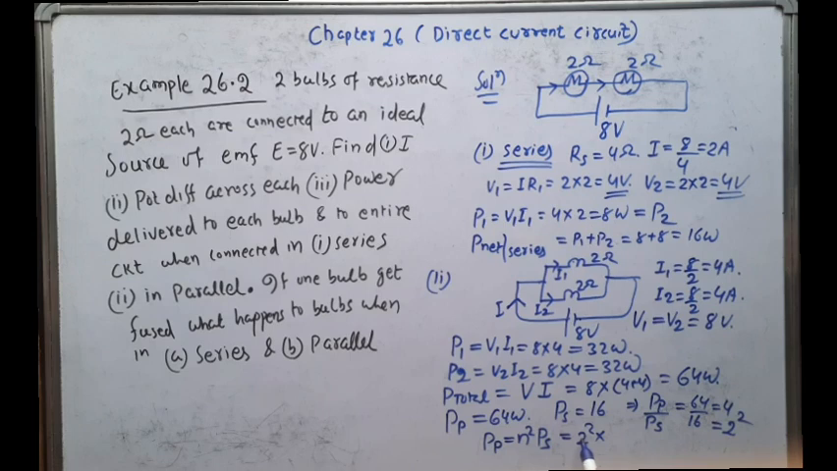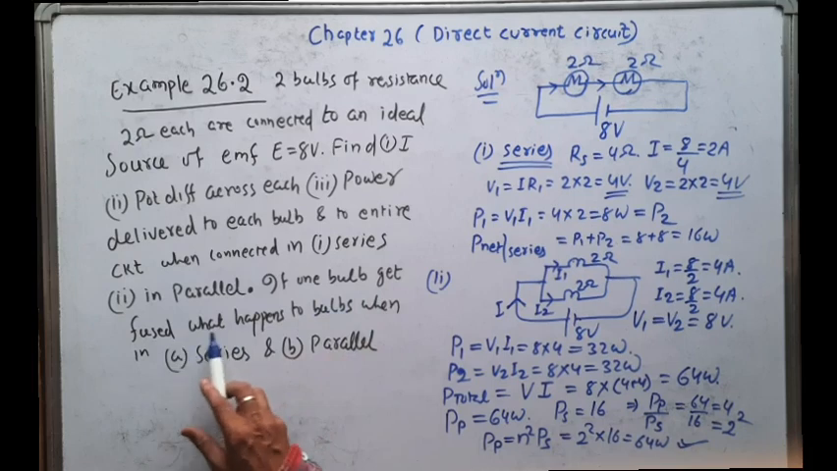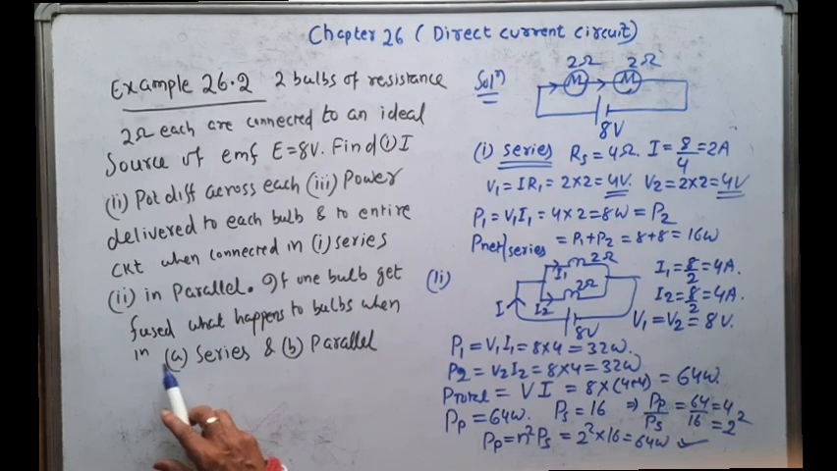Power delivered in series circuit is 16, which is equal to 64 watt. It is also proved. Okay. Next question. If one bulb gets fused, what happens to the bulbs when in series?